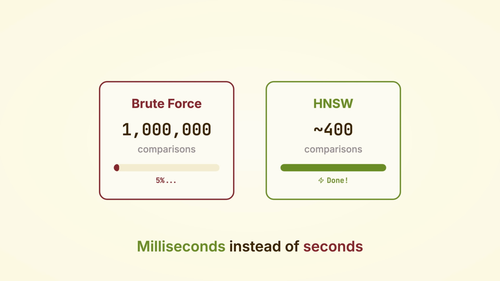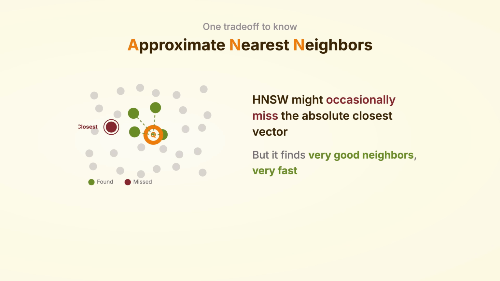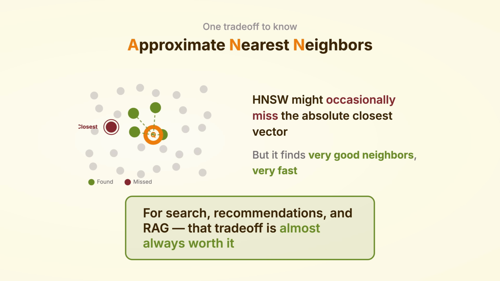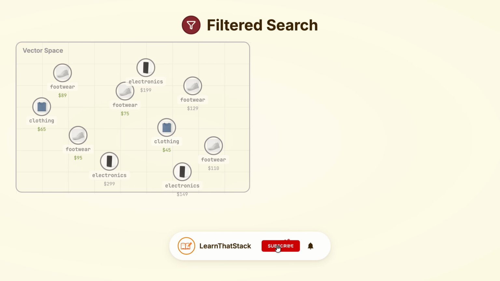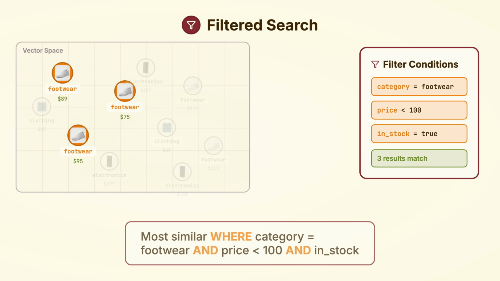Milliseconds instead of seconds. One trade-off to know. This is approximate nearest neighbors. HNSW might occasionally miss the absolute closest vector, but it finds very good neighbors very fast. For search, recommendations, and RAG, that trade-off is almost always worth it. Third, filtered search. Real applications don't just need most similar, they need most similar where category equals footwear and price under 100. Strong vector databases combine similarity search with metadata filters in a single efficient query.